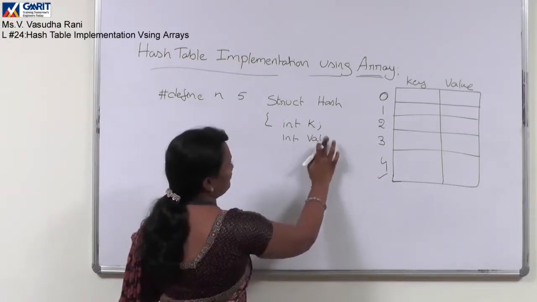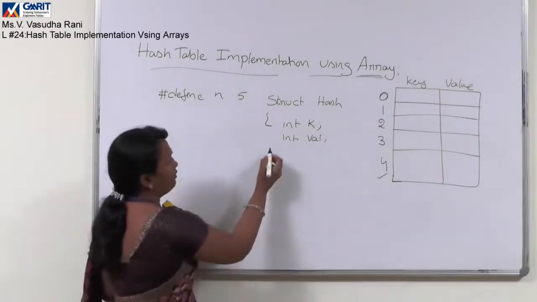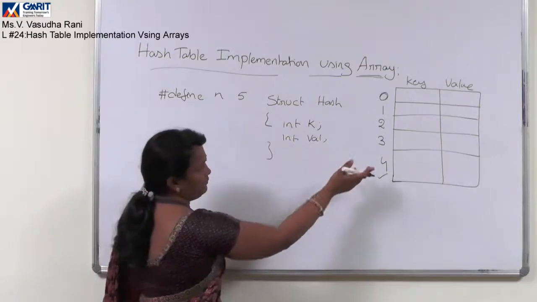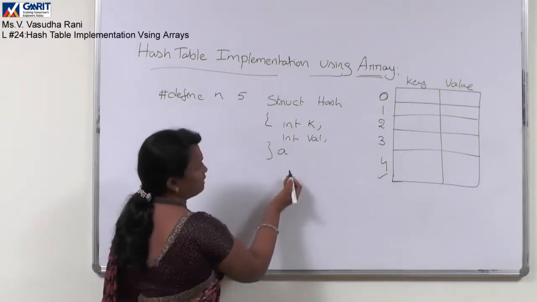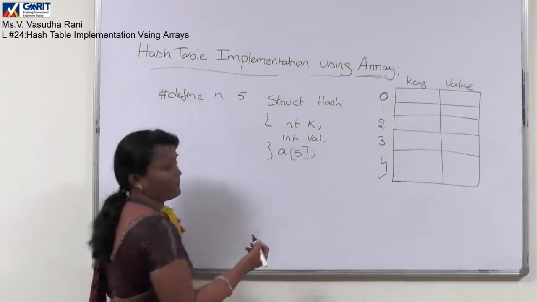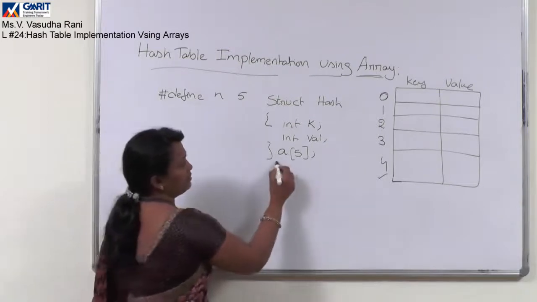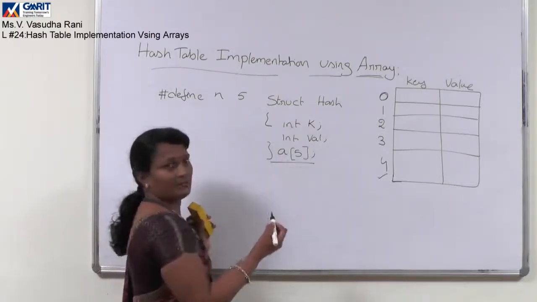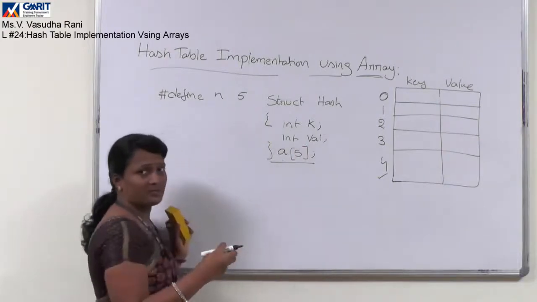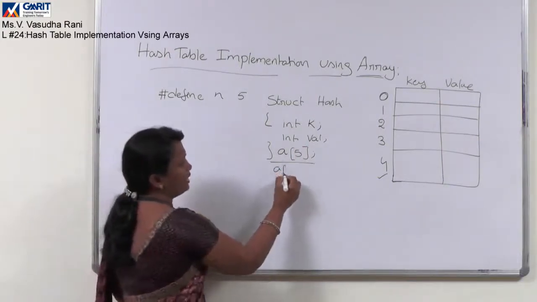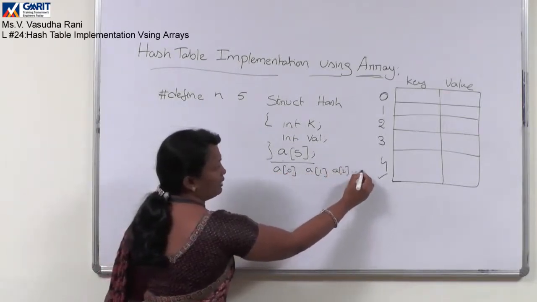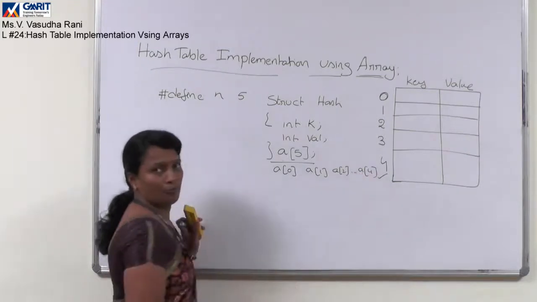And it can be var of this structure type, an array we can declare, a of size 5. So with this declaration and structure definition, what we have done is we have created 5 structure variables. They are a of 0, a of 1, a of 2 up to a of 4.